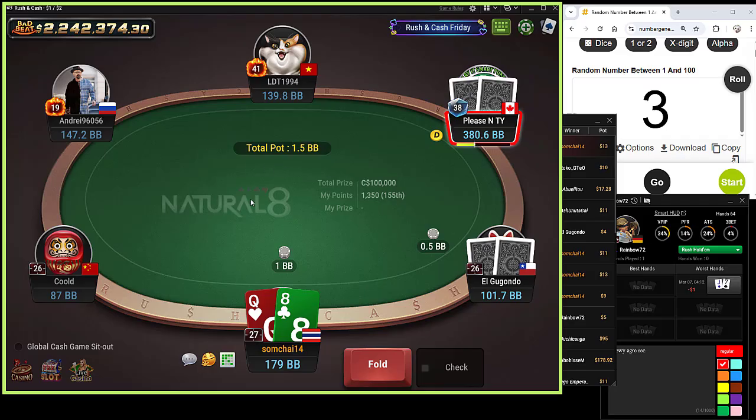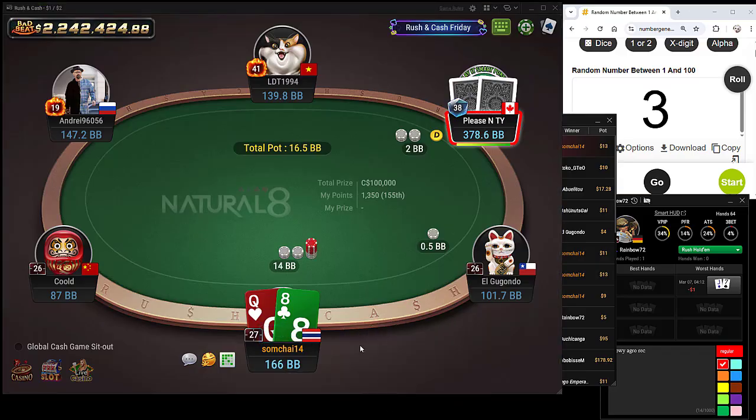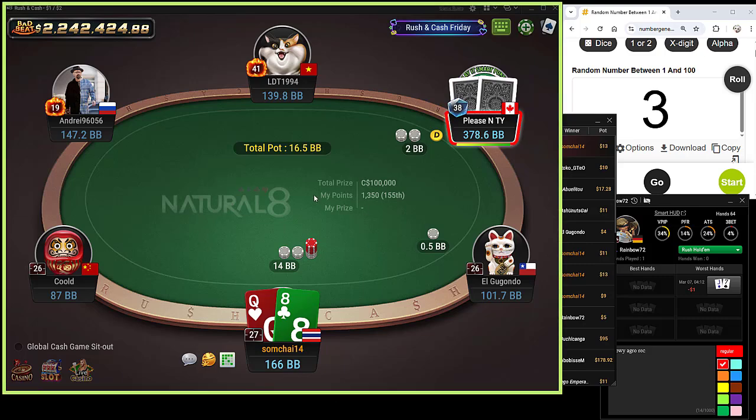Here we have the Queen-8 offsuit. We're playing against Please No Thank You. He's tanking on the button. Now, there are a number of things that we can do here. He tanked really long. Now, he could basically exploit me by tanking a long time. And I'm basically doing a very, very exploitative thing here because of his extremely long tank.